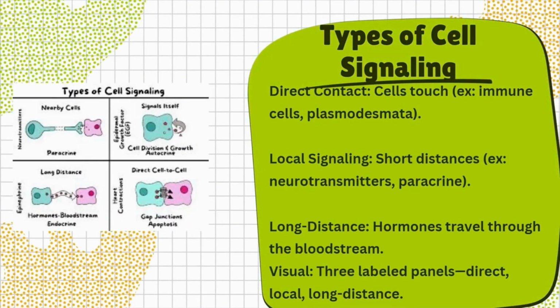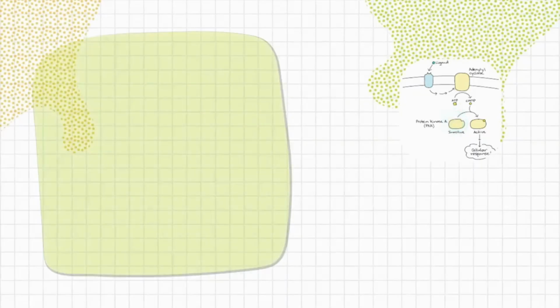There are 3 types of cell signaling. First is direct contact, where cells literally touch, like immune cells, or connect through tiny channels called plasmodesmata in plants. Second, local signaling, short distance communication like neurotransmitters between nerve cells. And third, long distance signaling, which uses hormones that travel through the bloodstream.